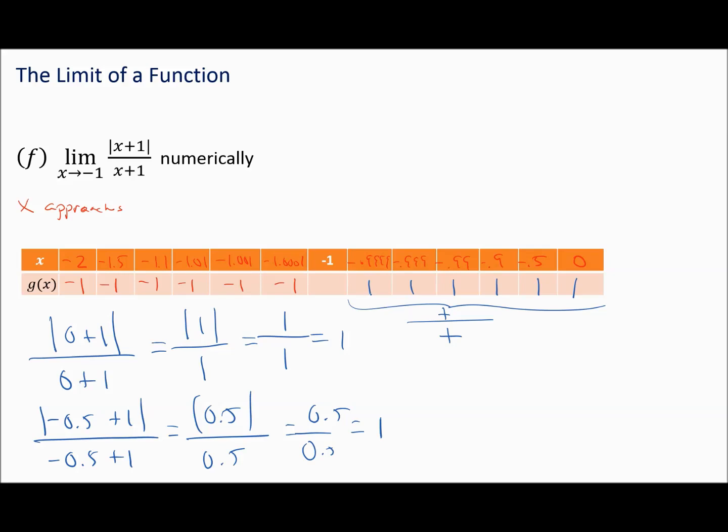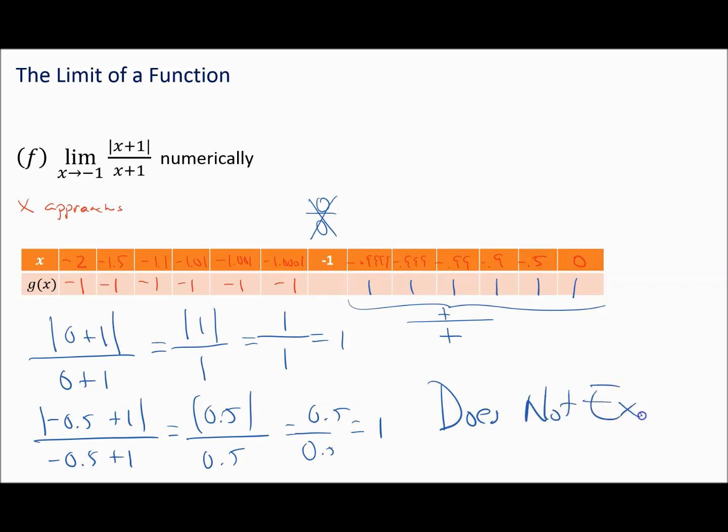Now, what doesn't matter is what happens at -1. Matter of fact, what does happen at -1? If you plug in -1, you get 0 over 0. Remember, we can't do that. That's undefined. So I can't even plug in the C value. Now, here's the deal. If the limit on the left side does not match the limit on the right side, this limit does not exist.